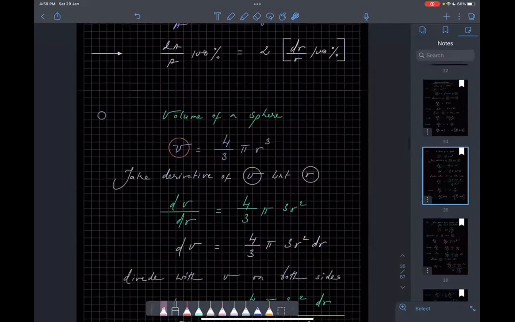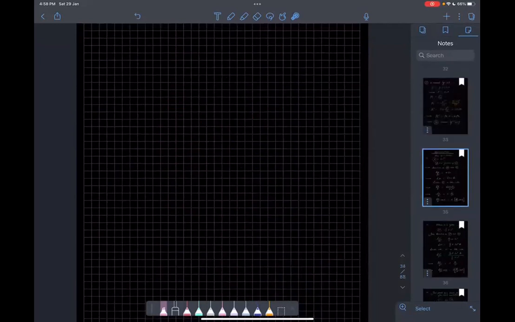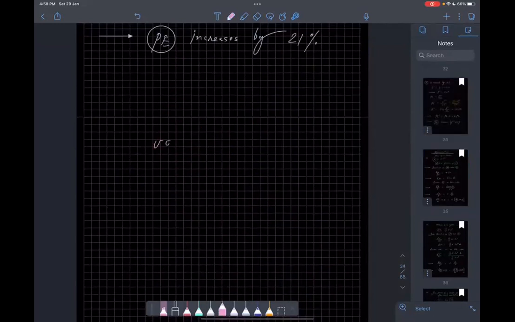What is the volume of a cylinder? Tell me. Pi r square h. Cone is 1 by 3 of that. So V equals pi r square h, right?